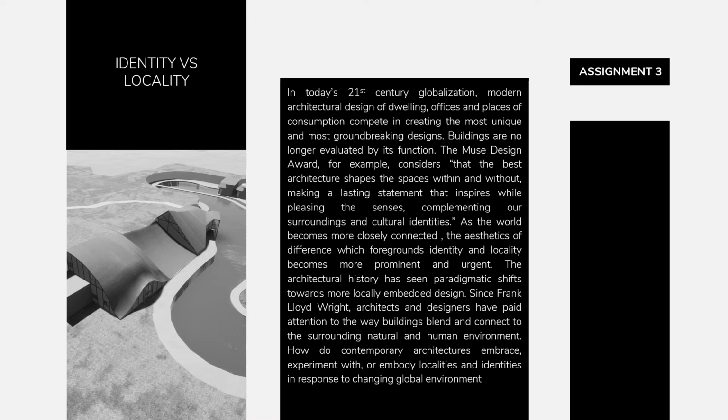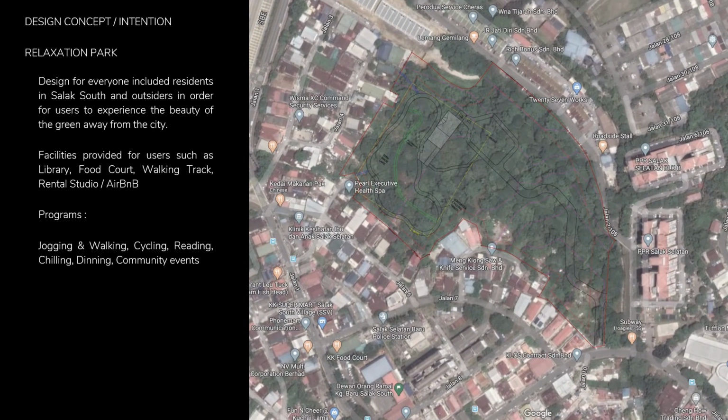Now we are moving on to assignment 3, which is identity versus locality. This is my initial design concept. My intention is to create a relaxation park, which is designed for everyone including locals and outsiders, in order for them to experience the beauty of the green away from the busy city life. Facilities are proposed such as library, food court, jogging track, and Airbnb.